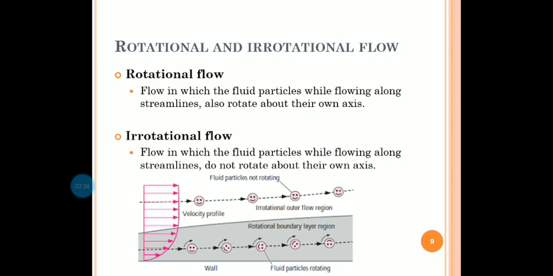So in this picture we can see that in the boundary layer region, fluid particles are moving and also rotating about their own axis, but beyond the boundary layer region the fluid particles are just moving, they are not rotating about their own axis.